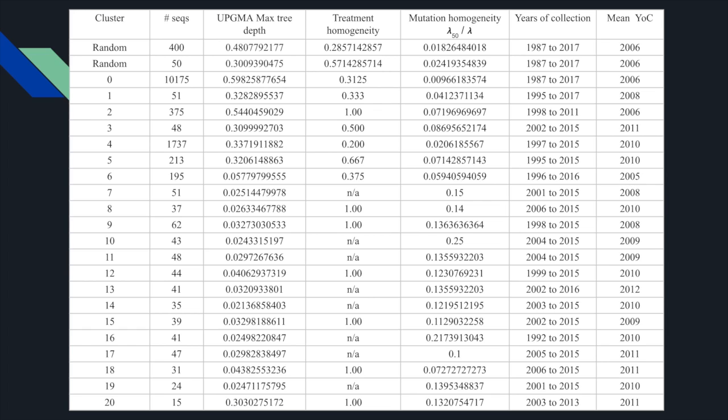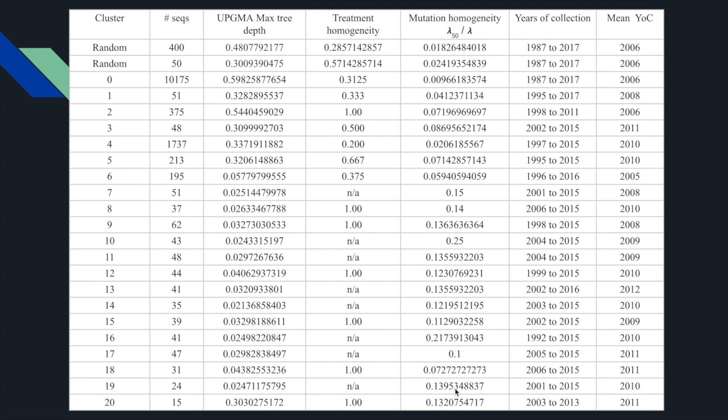As expected, we observed that the sequences in our clusters tended to be more phylogenetically related than randomly selected sequences, up to 14-fold. This is significant because phylogeny was not directly used to define our clusters.